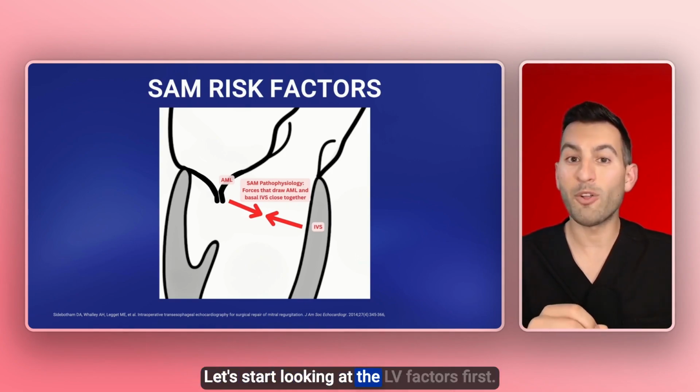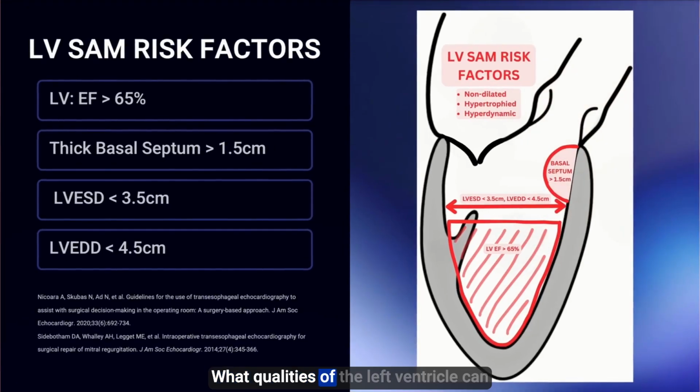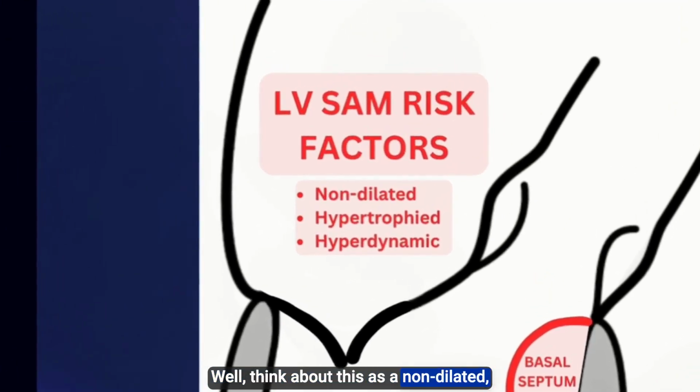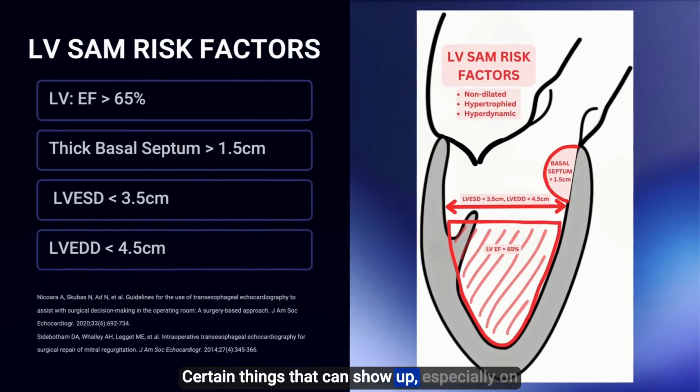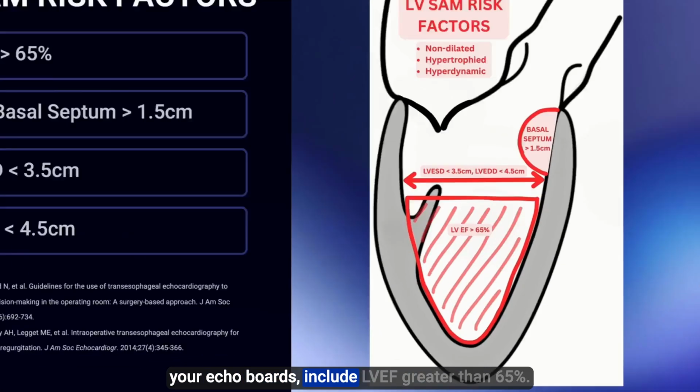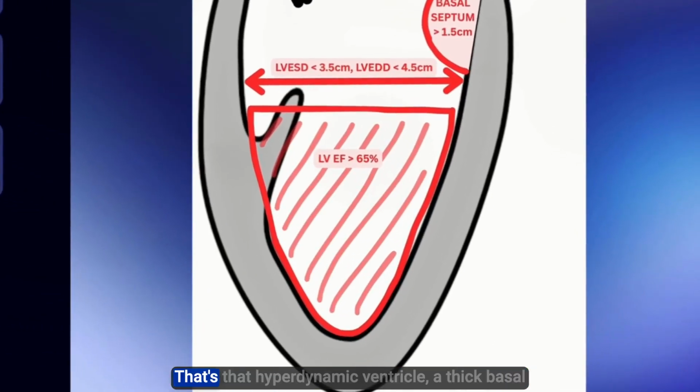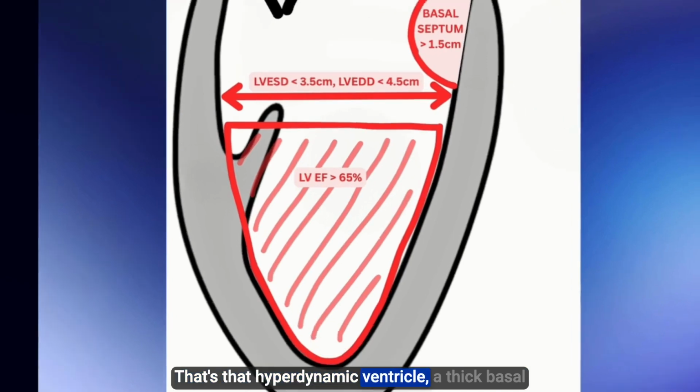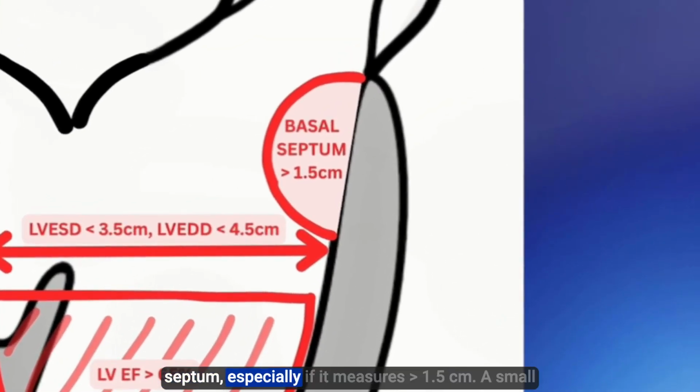Let's start looking at the LV factors first. What qualities of the left ventricle can predispose to SAM after mitral valve repair? Well, think about this as a non-dilated, hypertrophied, and hyperdynamic ventricle. Certain things that can show up, especially on your echo boards, include LVEF greater than 65%. That's that hyperdynamic ventricle. A thick basal septum, especially if it measures greater than 1.5 centimeters.